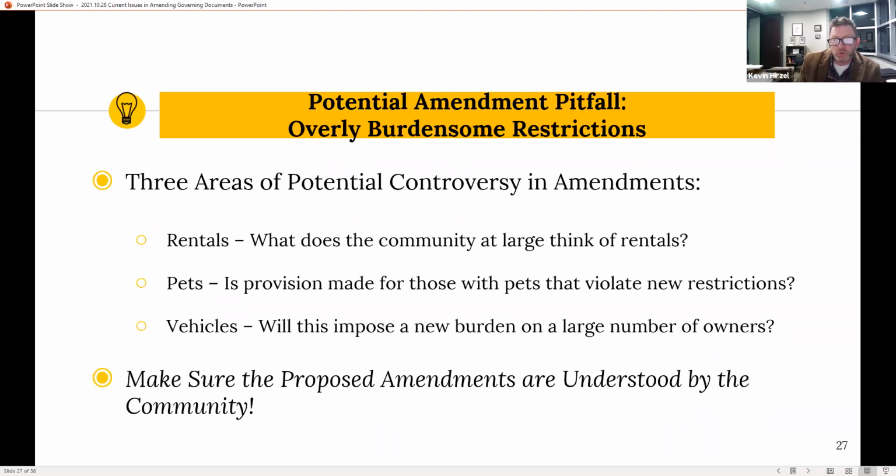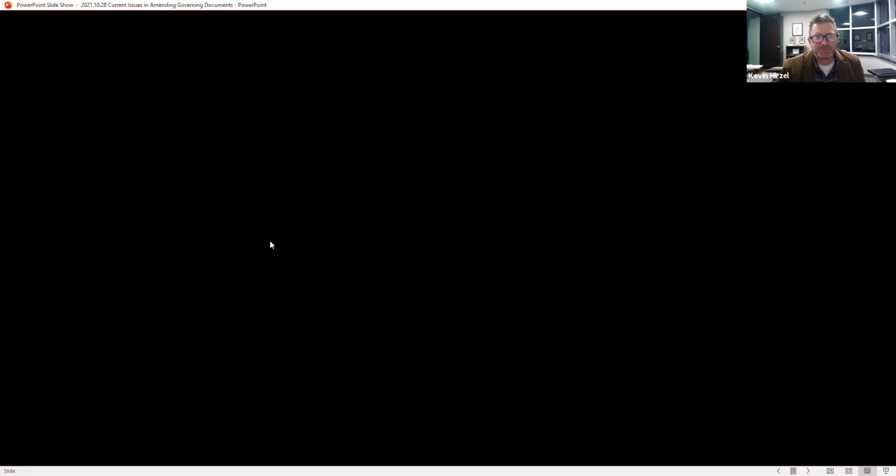So as you go through and amend things, especially in the context of rentals, pets, and vehicles, if restrictions that are sought to be changed are viewed as overly burdensome, then you may have contingents in portions of the community that oppose them or try to undermine your ability to obtain a successful amendment project, even if the bulk of what you're trying to do doesn't relate to the issue that they're concerned about. So in this particular instance, the point is, hey, this is an amendment project. There's a lot that you probably want to do, but be careful in what you're trying to do with the community.